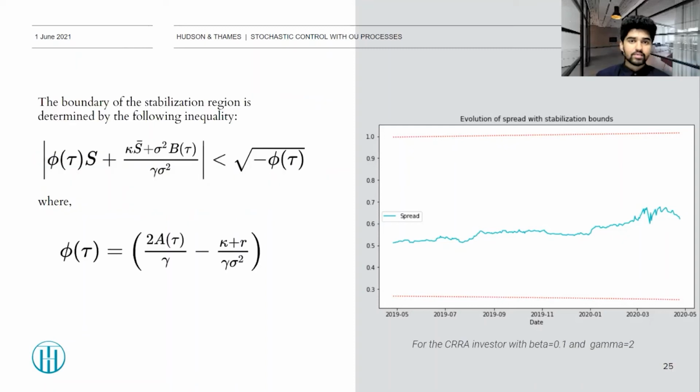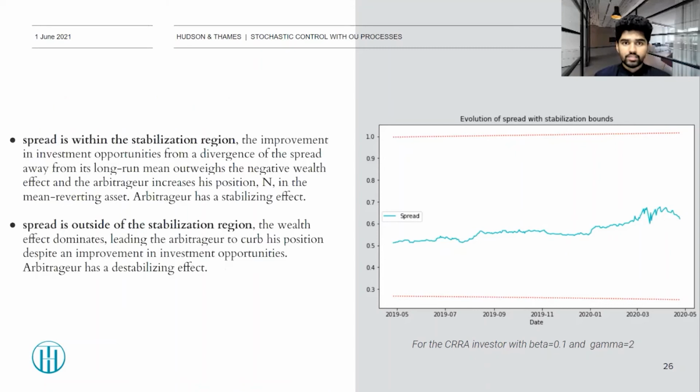So we're able to calculate the stabilization region using this particular formula, where we calculate the maximum bound and the minimum bound for each time small t. On the right-hand side, we have the stabilization bounds, including the spread of the two assets, for the time period between 2019 May to 2020 May. And to reiterate what I've already mentioned, if the spread is within the stabilization region, and on the right-hand side you can see the spread is always within the stabilization region, the spread follows this type of process.